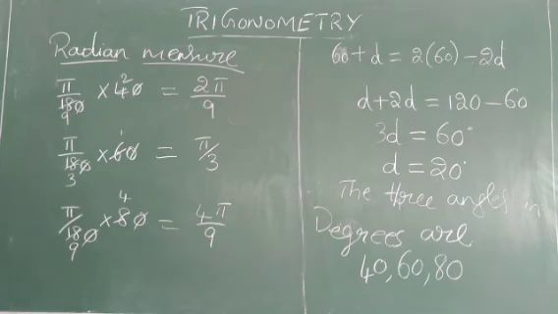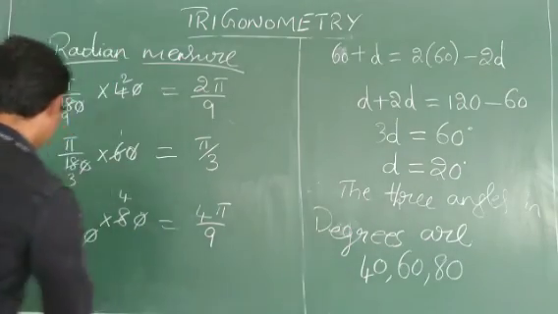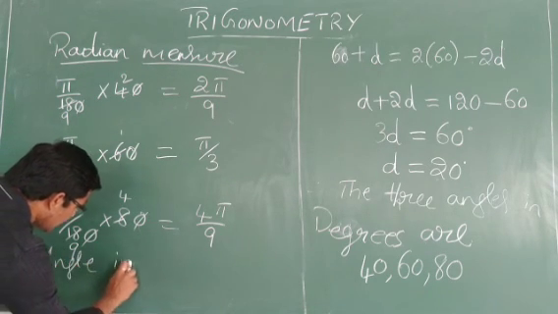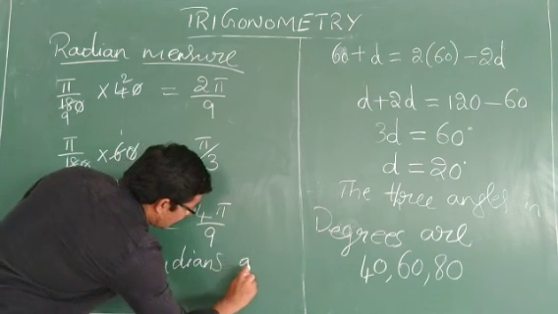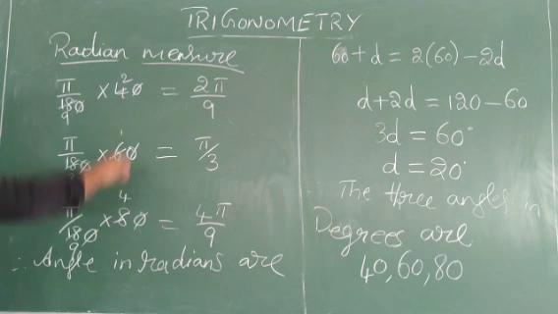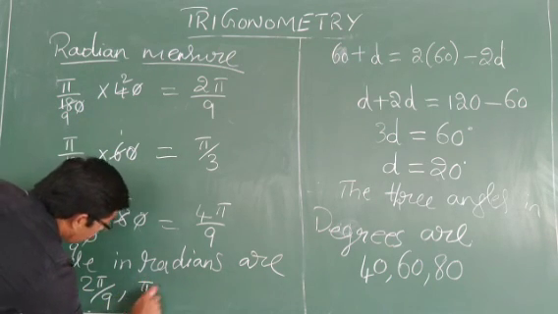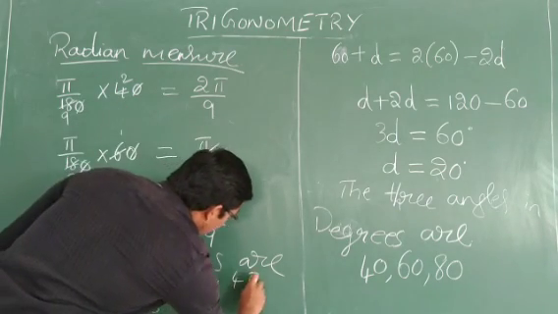So these are the angles in the radian measure. Therefore, the angles in radians are 2 pi by 9, pi by 3 and 4 pi by 9.